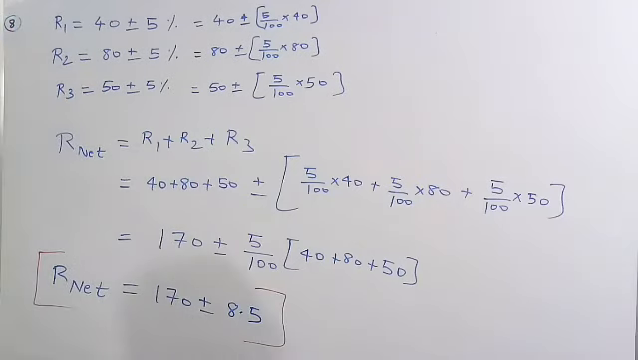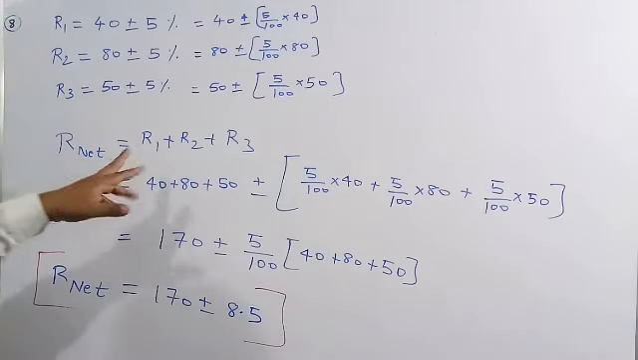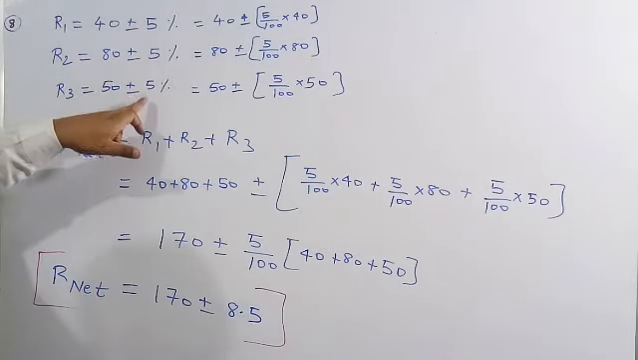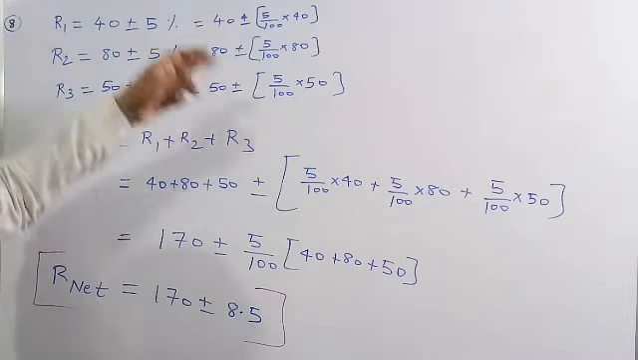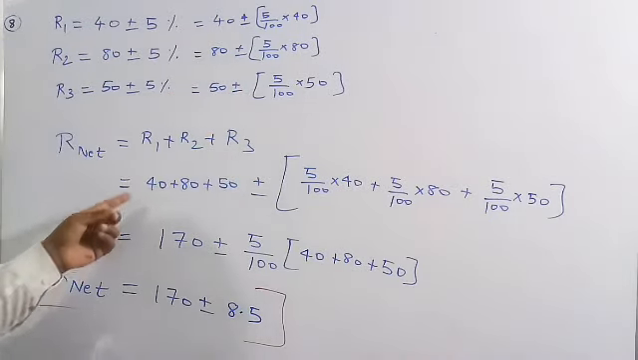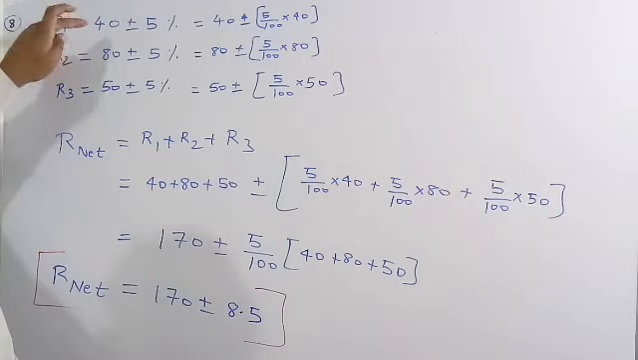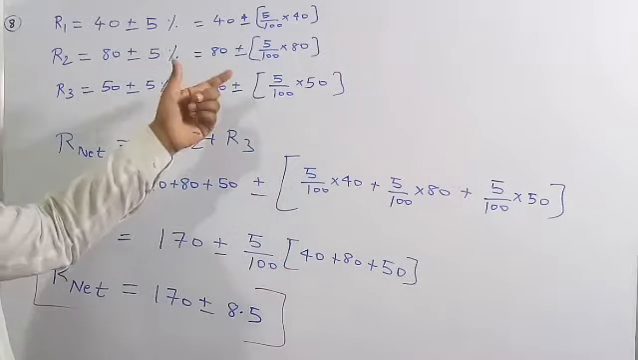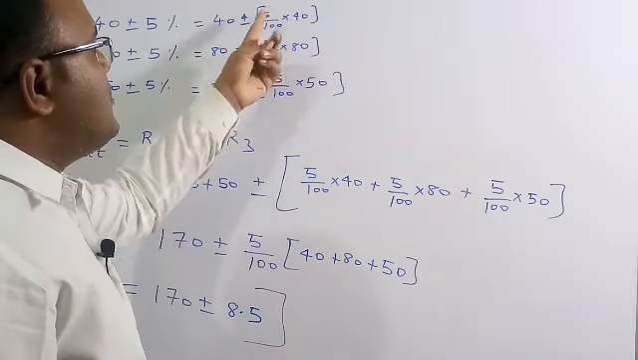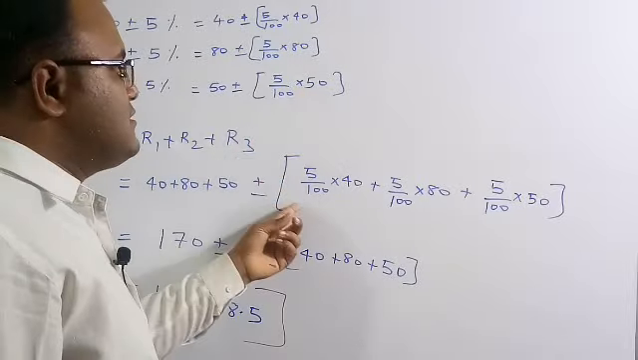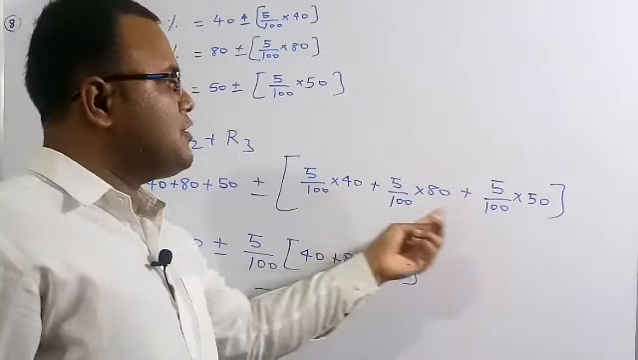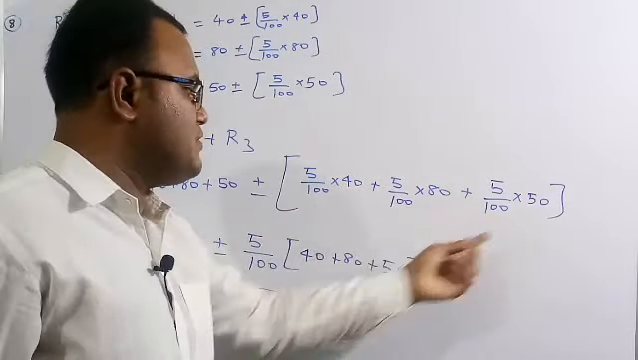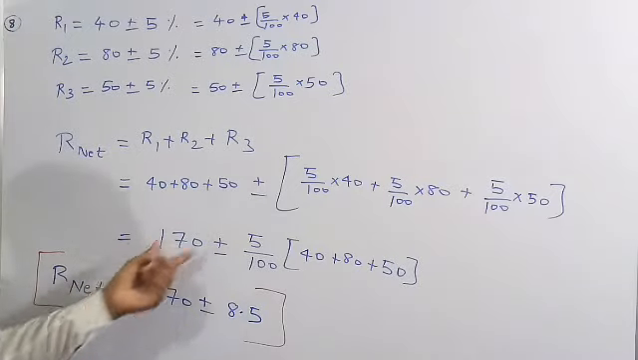But these 3 resistors are connected in series fashion. So therefore total resistance is equal to the sum of the individual resistances. Whenever these are converted into values, the net error will be the sum of the individual error values. So we just need to add these values, 40 plus 80 plus 50, and the net error will be the sum of the individual errors. So we need to add this error and this error, and that is what I did here. Out of these 3 terms, 5 by 100 is the common term, so I have taken the 5 by 100 outside, and 40 plus 80 plus 50 is equal to 170.